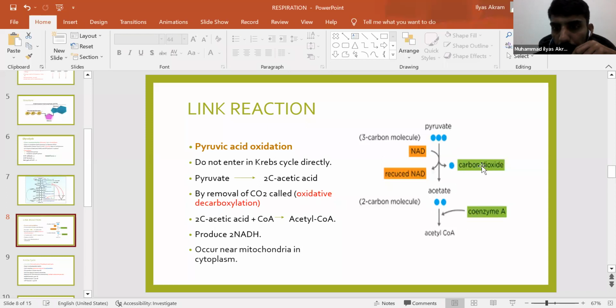When the carbon dioxide molecules are removed from it, it will form an acetate molecule. Then it will combine with coenzyme A and form an acetyl CoA molecule. Then this acetyl CoA molecule will enter the mitochondrial membrane, and the products of link reactions are 2 NADH. Here, 1 pyruvate will form 1 NADH, while another pyruvate will form another NADH. This process also occurs in the cytoplasm, but near to the mitochondria.